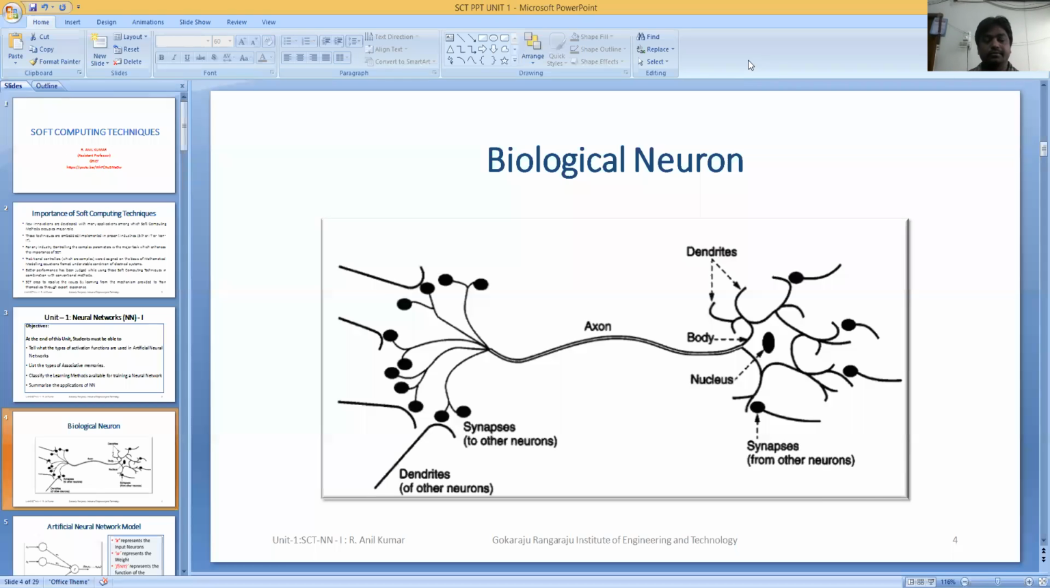Good afternoon, everyone. Today our topic in the syllabus is the biological neuron. This is the biological neuron model. The model consists of inputs, which we represent as x1, x2, and so on up to xn, through the dendrites. And this is the axon, which is used to transfer the input to the output.